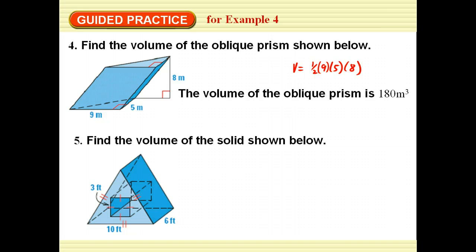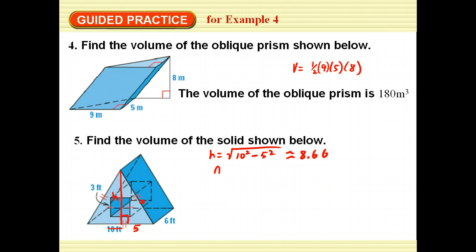To get the volume of my triangular prism, I need to find the area of this triangle. So I'm going to drop my altitude down. Remember, this splits that in half. So if I want to find the height of this triangle, the height is the square root of the hypotenuse squared minus the leg squared. So we can work that out as the square root of 10 squared minus 5 squared, and we see that that is approximately 8.66. So h is 8.66.